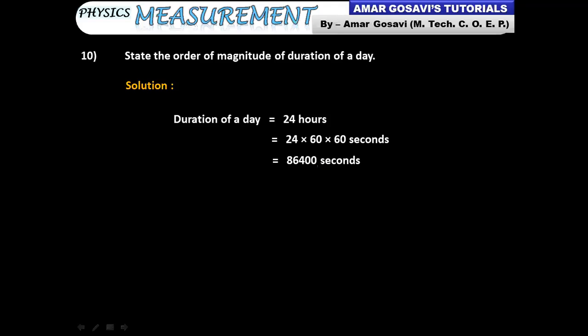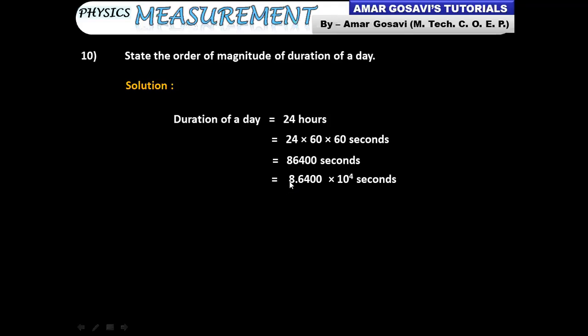Now for finding out the order of the quantity, the order of magnitude, you all know the decimal point from this, 0 has to be shifted 1, 2, 3, 4, 4 places towards your left, right? So you can see it will be like this: 8.6400 into 10 raised to 4 seconds.